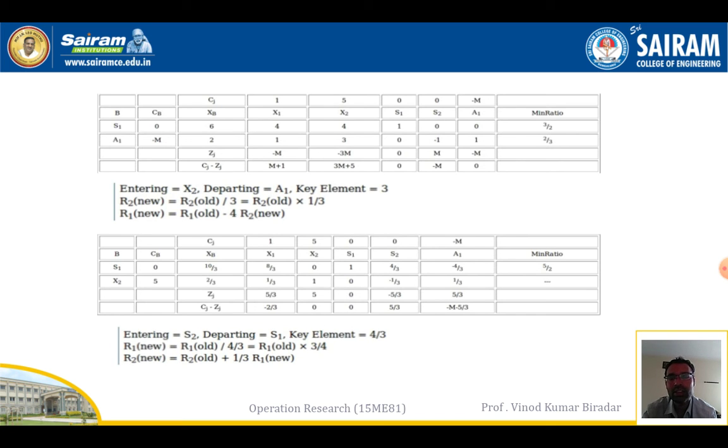After calculating this, calculate the cj minus zj value. The cj value is given at the top, and you calculated the zj values, so 1 minus (minus M) gives M plus 1. Similarly you calculate the entire row.